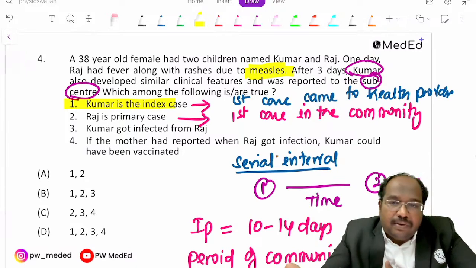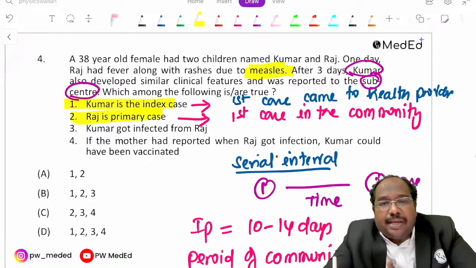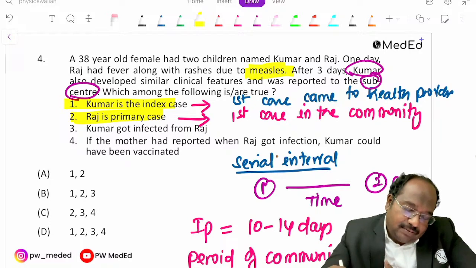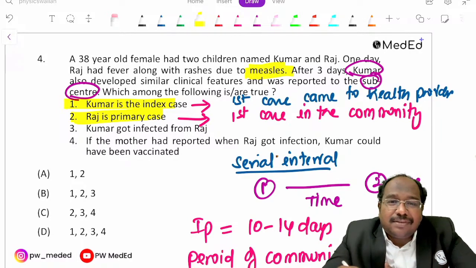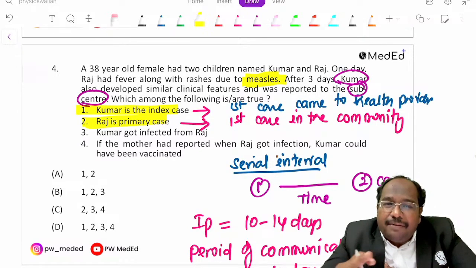Second, Raj is the primary case. Only 2 children were there, and Raj was the first one to get the disease. So this is also right. Raj is the primary case. Third, Kumar got infected from Raj. Is it true or false? You can put the answer there.